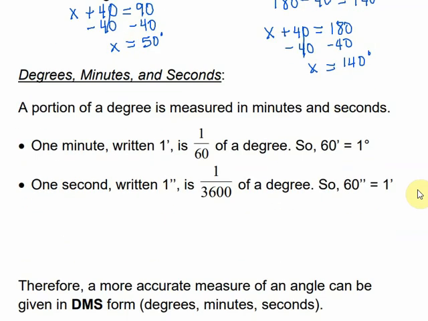A portion of a degree is measured in minutes and seconds. 1 minute, written like this, where we have the little apostrophe beside the 1, is 1/60th of a degree. So 60 minutes, or 60 with the little mark through it, which means minutes, equals 1 degree.